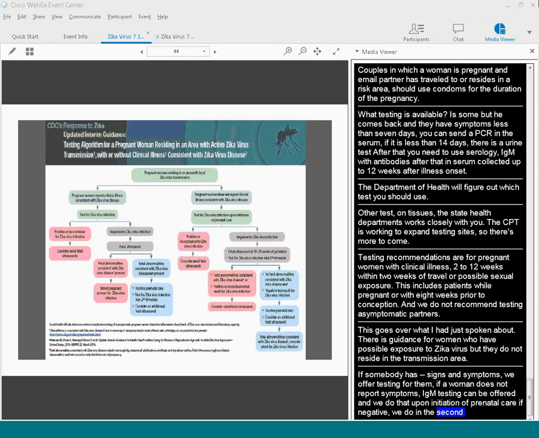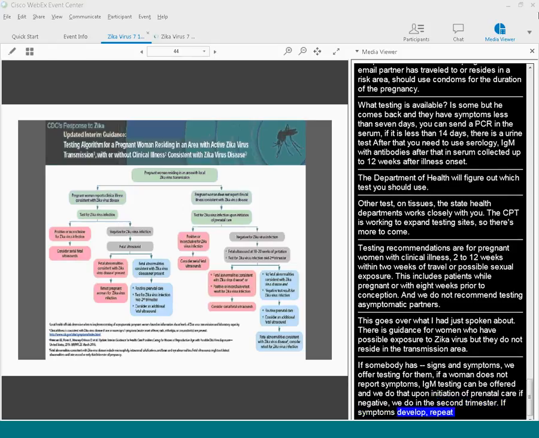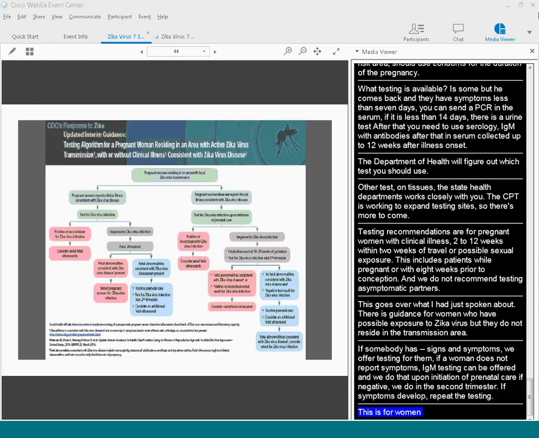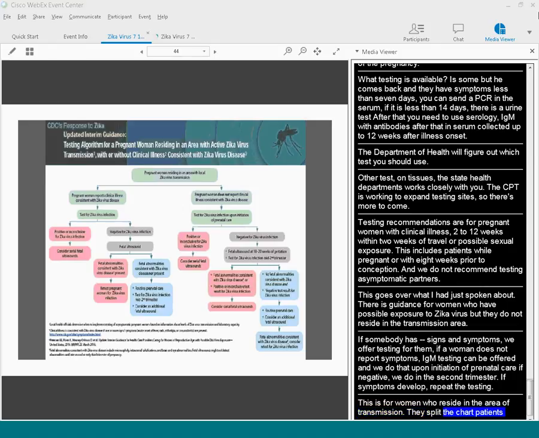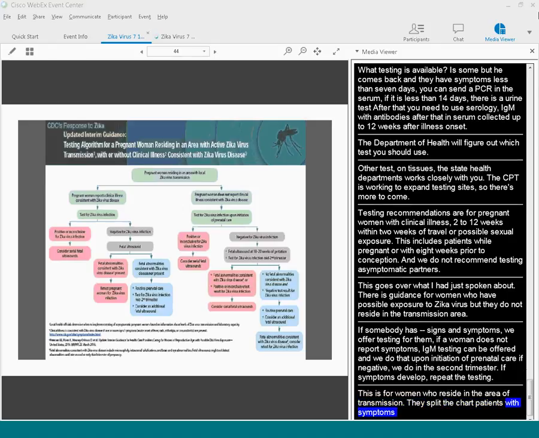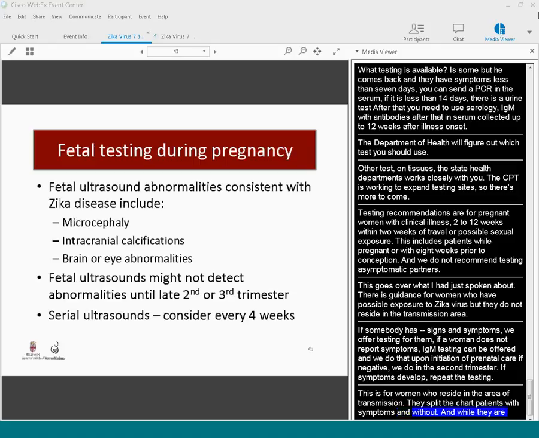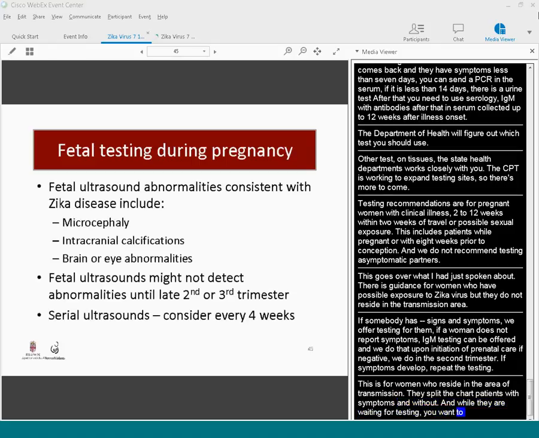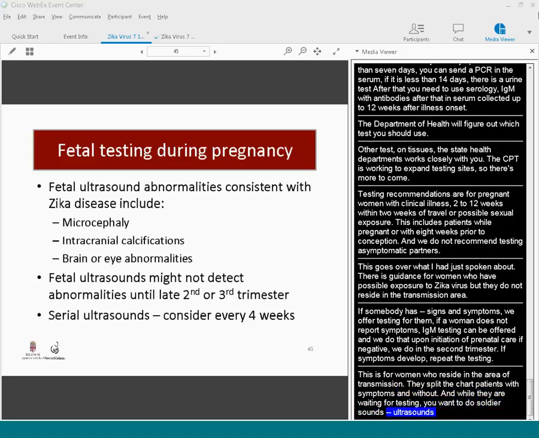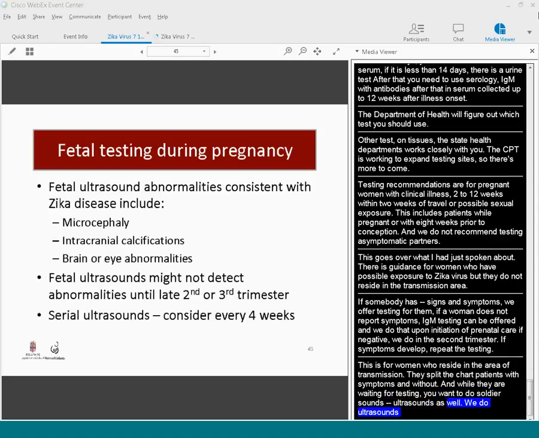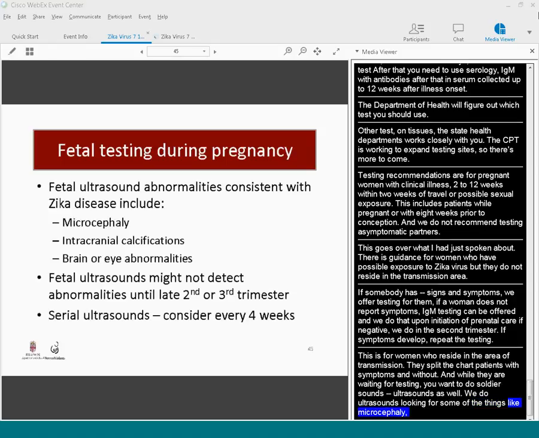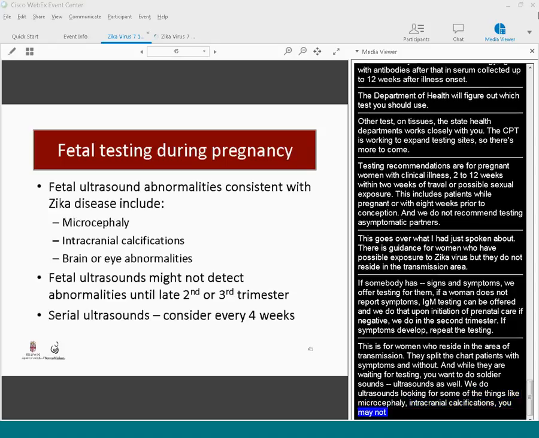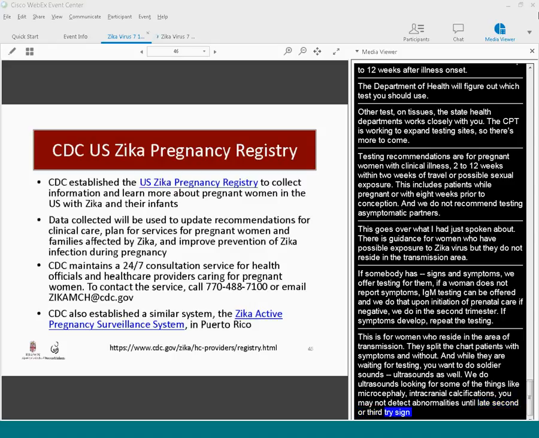The next slide, this chart here, is for women who are residing in an area with Zika transmission. So again, they split the chart up into patients with symptoms and patients without symptoms. And then while you're waiting for testing, you want to be doing serial fetal ultrasounds as well. So we do fetal testing during pregnancy, including ultrasounds, looking for things like microcephaly, intracranial calcifications, and any brain or eye abnormalities. The issue with that is you may not detect abnormalities until late second or third trimester, and that's why we recommend serial ultrasounds, about every 4 weeks.